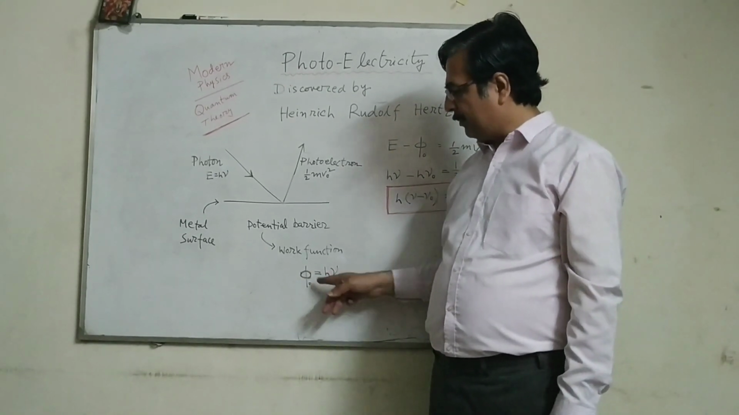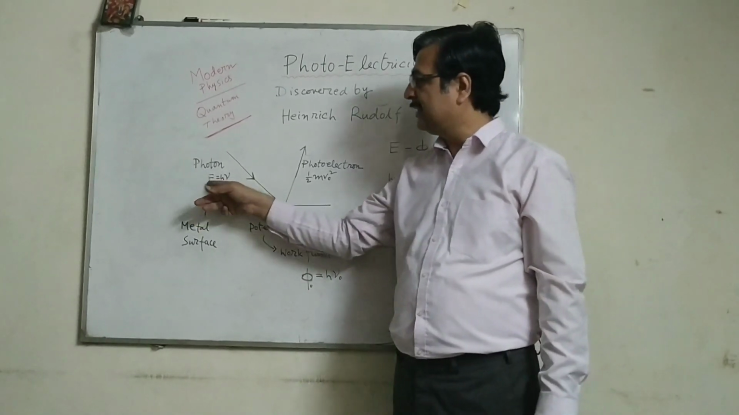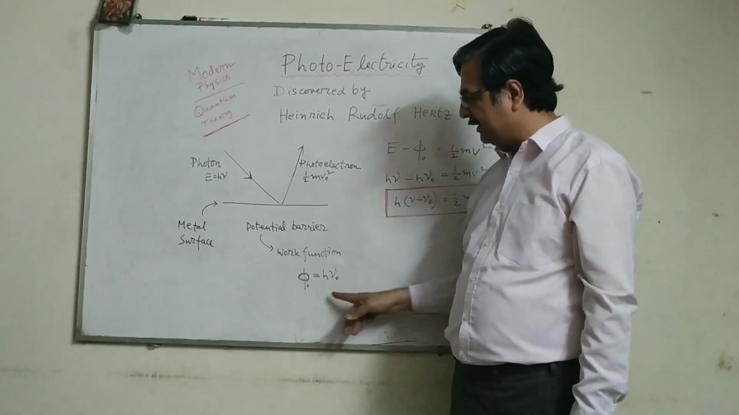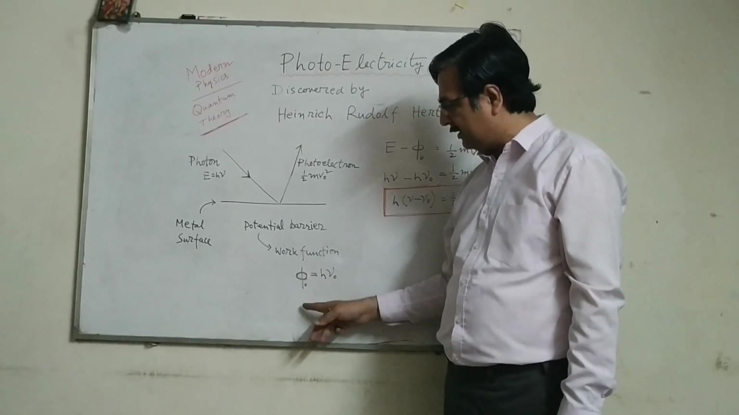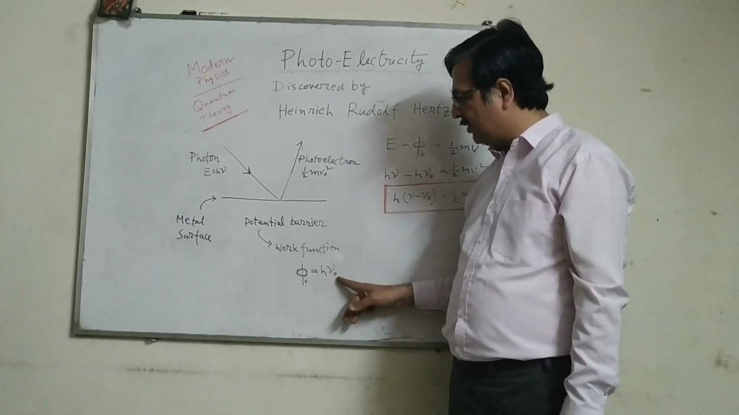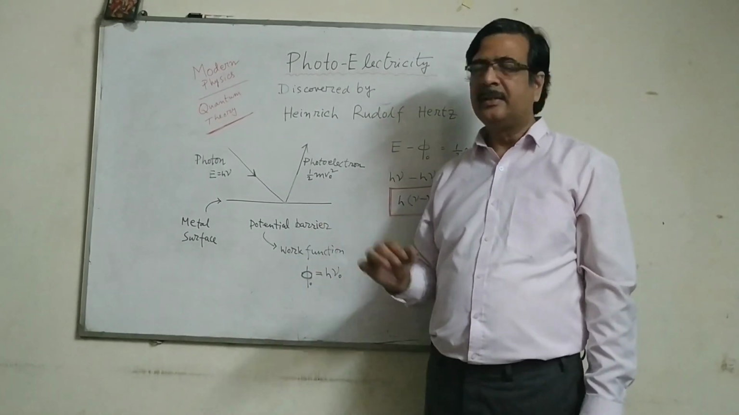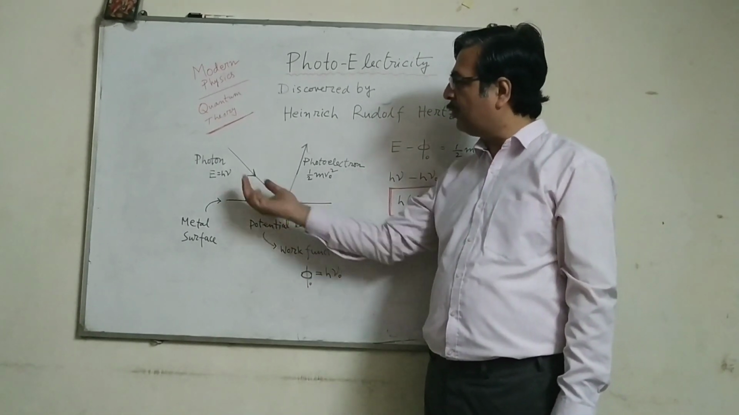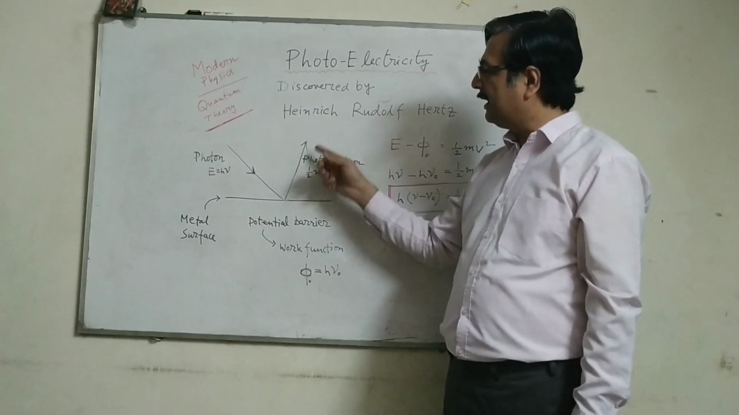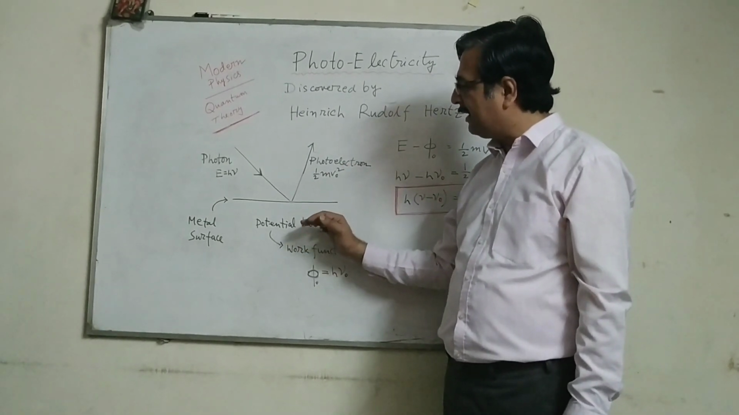Here again we are applying the concept that E varies with frequency. So phi naught varies with nu naught, so phi naught is equal to h nu naught. What is this nu naught? Nu naught is called the threshold frequency. Threshold frequency is the minimum frequency above which, if h nu has the value, only then will the electron escape from the metal surface. So nu naught is the minimum frequency.